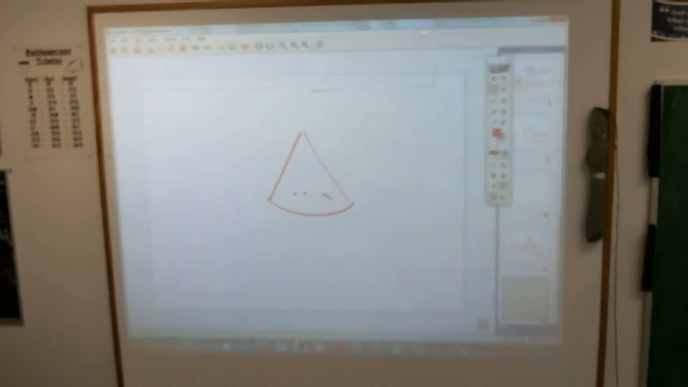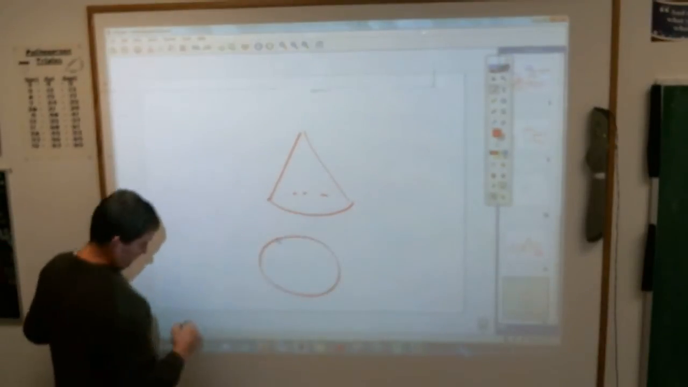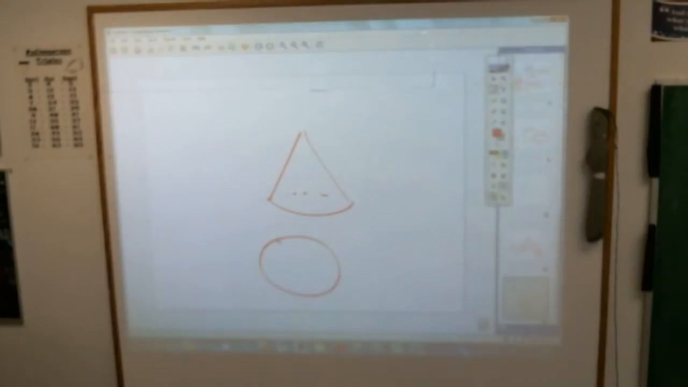What would the side of a cone be? Obviously, the bottom of a cone is a circle. But what happens when you cut a cone down the sides? What shape do you get? Somebody, going once, going twice.